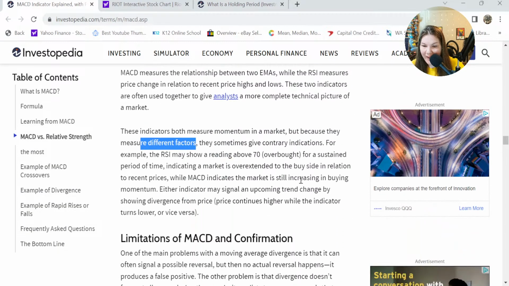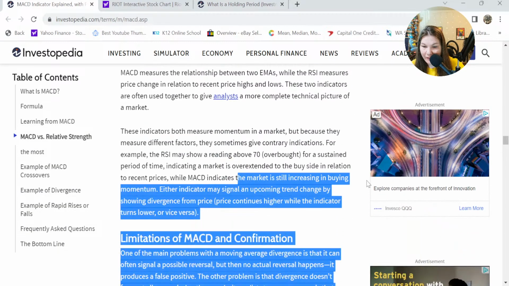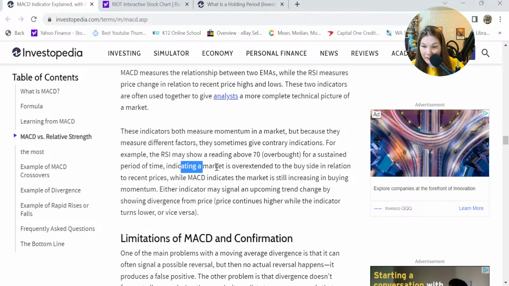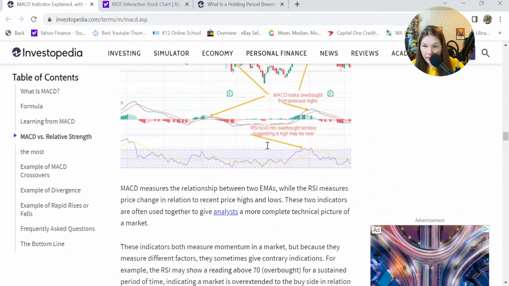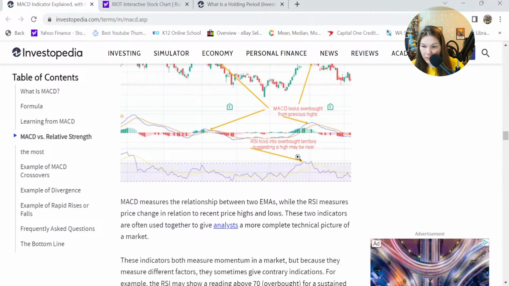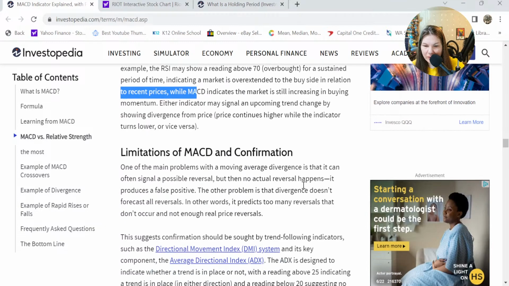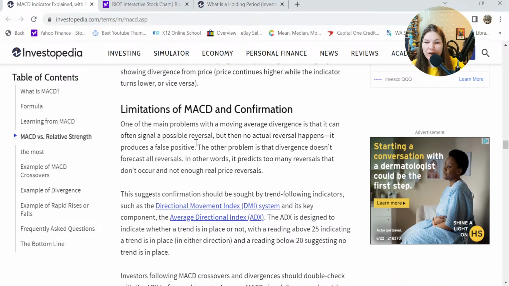So you may have the market still increasing on MACD, but it's not on the RSI. And that's okay. Guys, sometimes when you look at something, it's a little bit different, but it gives you more information. And that's what they're saying. Use more information. So let's read about the limitations of MACD.